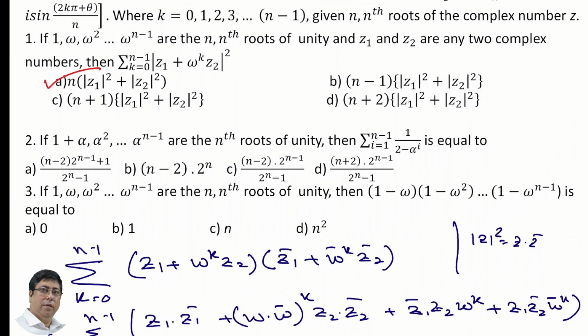Now let's go to question number 2. In this question number 2, if 1, alpha, alpha square up to alpha to the power n minus 1 are the nth roots of unity, same as the previous time, then the sum for i equal to 1 to n minus 1 of 1 by (2 minus alpha to the power i). What is the value of this? Let's see.